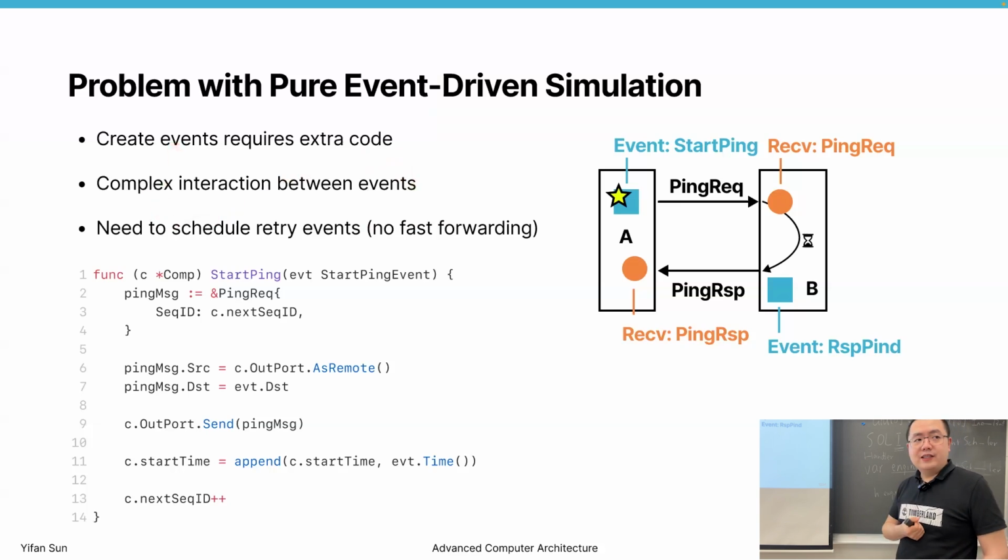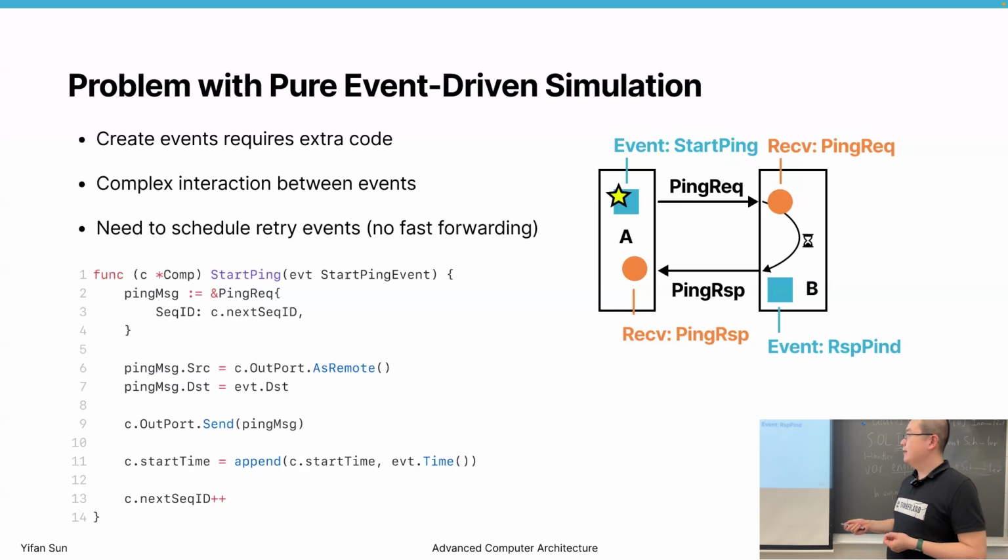Creating events creates a lot of extra code. It's annoying. You need to think about all the types of events that can happen, right? Then events can have interactions. What if you have two different events that should happen in the same cycle? Then they're changing different things of a component at the same time. It's really hard to reason about, right?